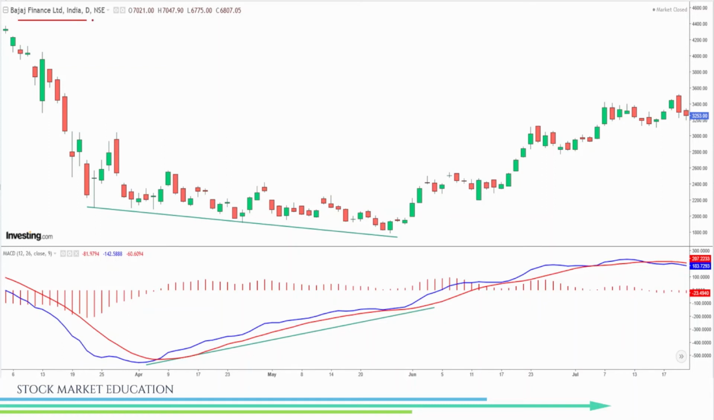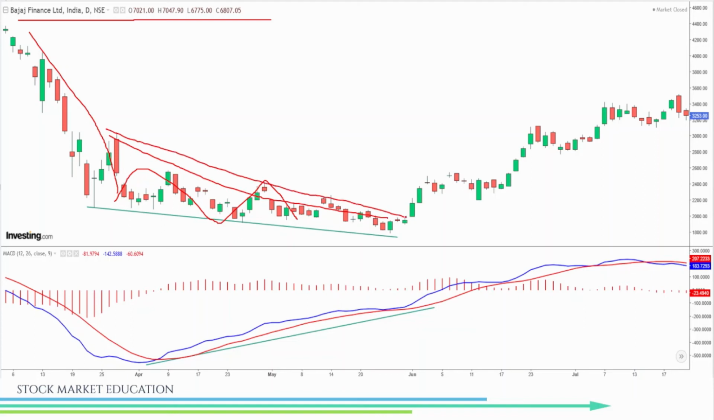There is a daily chart of Bajaj Finance, and here you can see the price was falling. It was somewhat in a sideways pattern, so it was sideways to downtrend. But what happened to MACD? MACD was making a higher low. So the price is making a lower low and MACD is making a higher low. So it's a bullish divergence. And then you can see the price is making a higher high and a higher low.